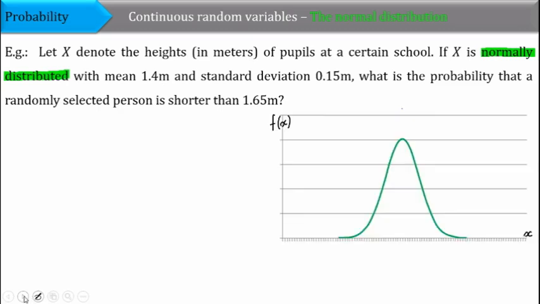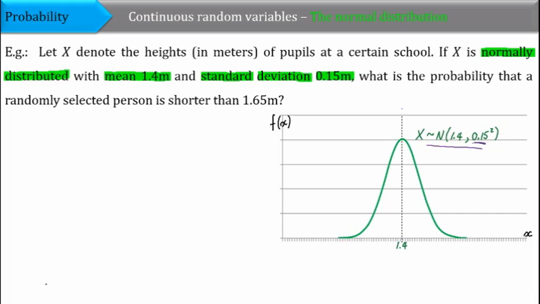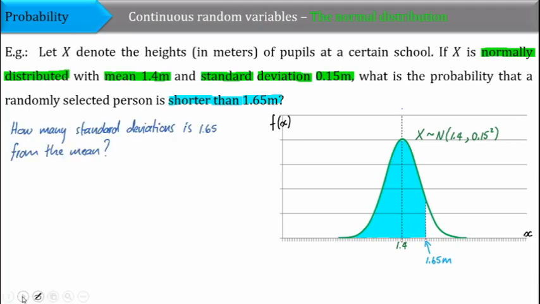So again, normally distributed, we'll draw the curve, standard deviation and the mean. We'll indicate that the mean is in the middle, 1.4, and I'll just write here my distribution where I have my standard deviation. Remember, I'm squaring it, so that means that I'm actually calculating the variance here, but 0.15 is my standard deviation. I'm interested in shorter than 1.65. So if this is 1.65, I'm looking at being below it. So I want the size of this area over here, which will be the probability.